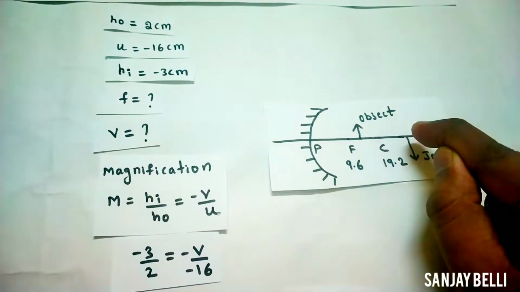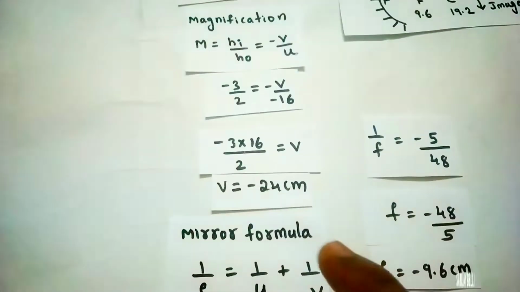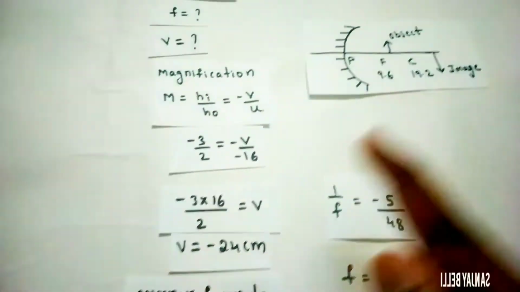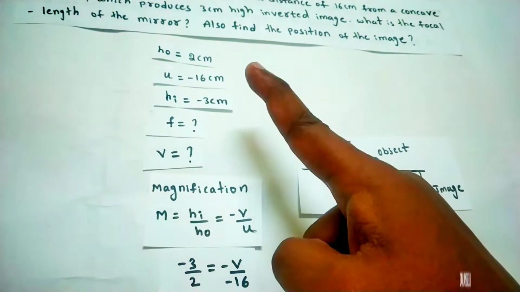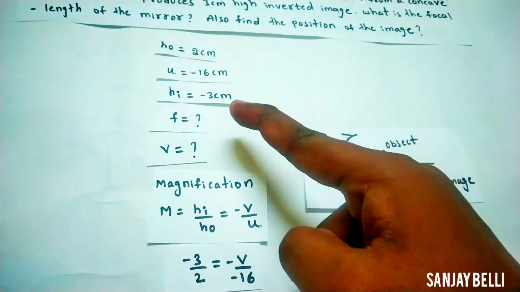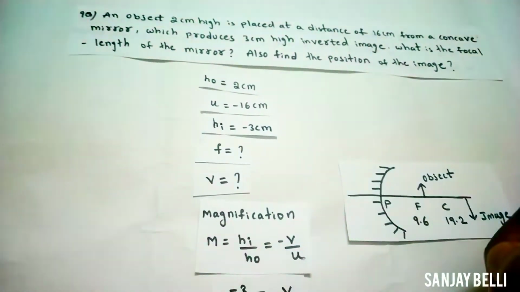Then the image should be obtained beyond C. It should be greater than 19.2. Your V value is greater than 19.2. It is correct. And also it is an enlarged image: object height 2 centimeters and image height 3 centimeters. It is an inverted image. By that we can do the problem very easily.